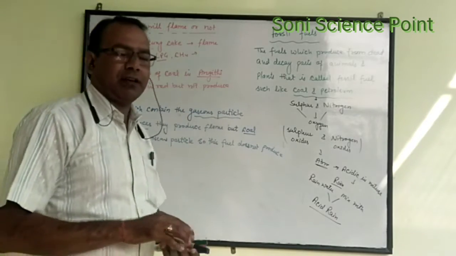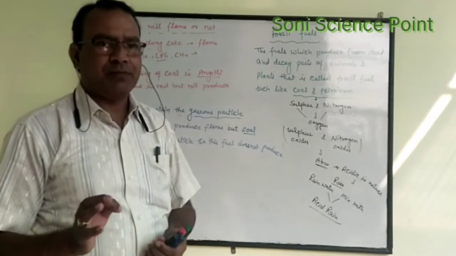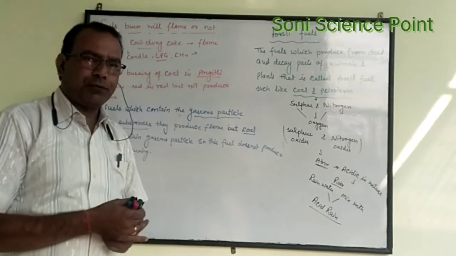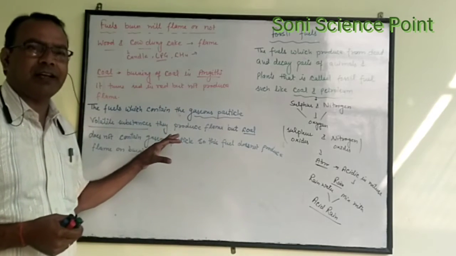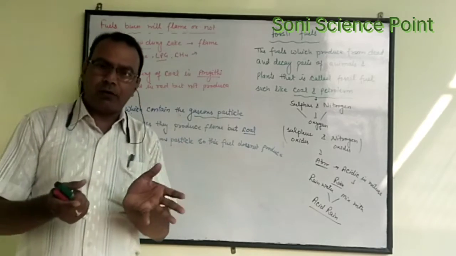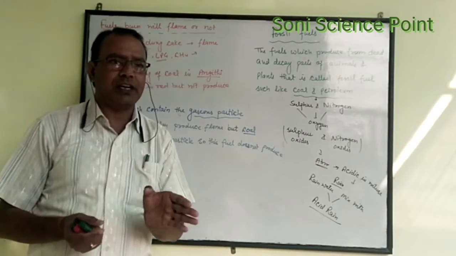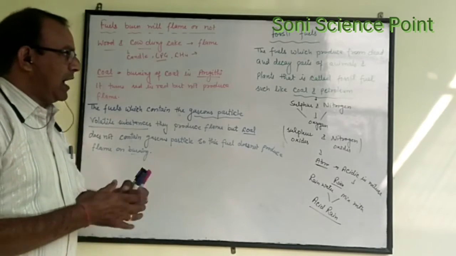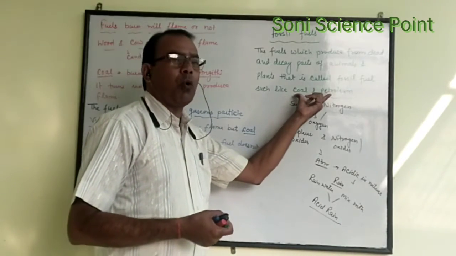So we can say that fuels which contain gaseous particles burn with flame whenever they burn. But the fuel which doesn't contain any volatile substance or gaseous particle becomes red on burning but doesn't produce any type of flame. And the next topic is, we have already used some words, coal and petroleum.